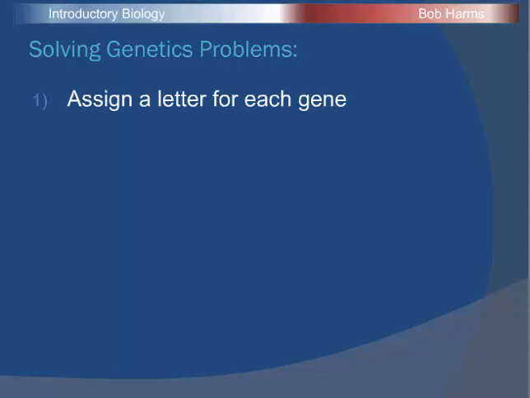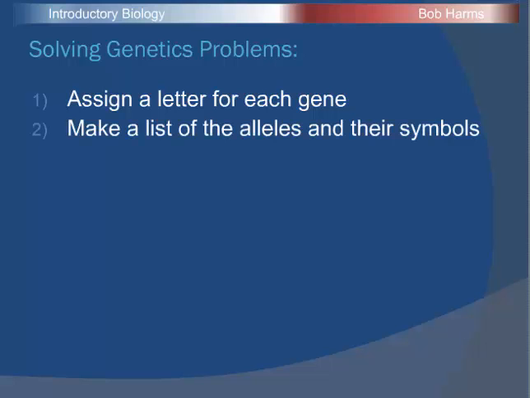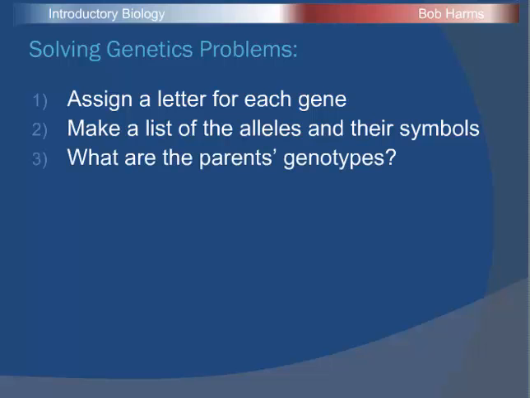assign a letter for the gene. Sometimes you're given that information, but if you're not, just pick a letter, and it can be pretty arbitrary which letter you pick. Then make a list. What are the different alleles? What's the dominant? And I'm going to write that with a capital letter. What's the recessive condition? And I'm going to write that with a lowercase. Once you have that, you want to make a list of the parents' genotypes. And again, sometimes that may be given in the problem. Sometimes you may have to figure it out based on their phenotypes or based on other issues, what genes the parents have. But you always want to write that down.